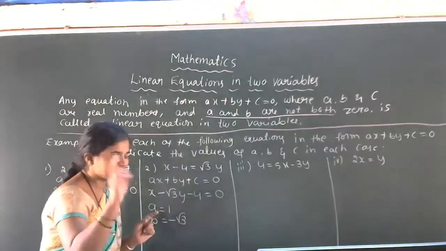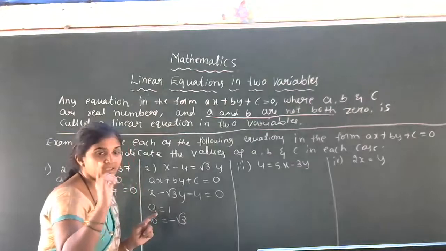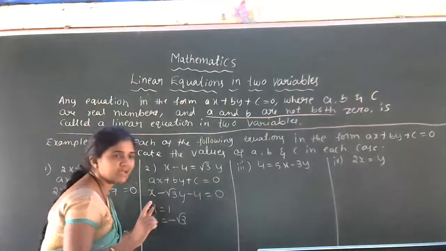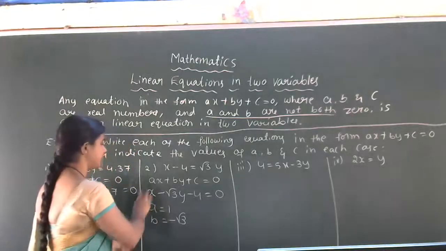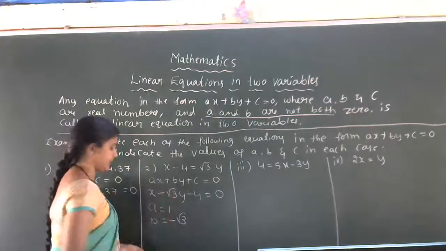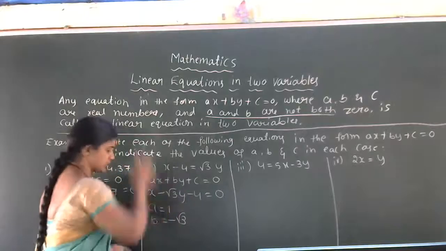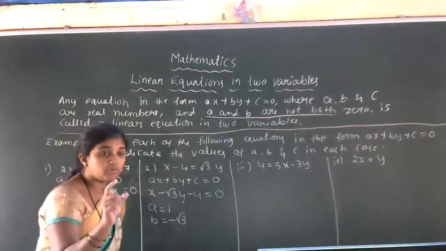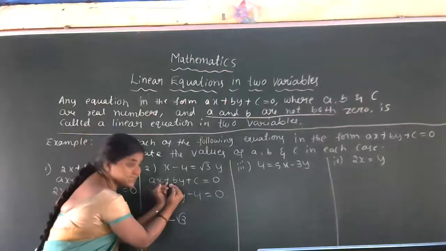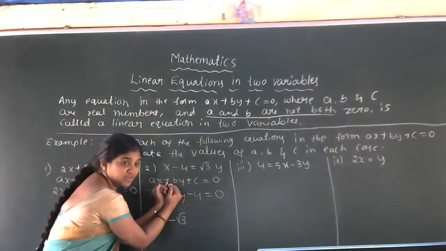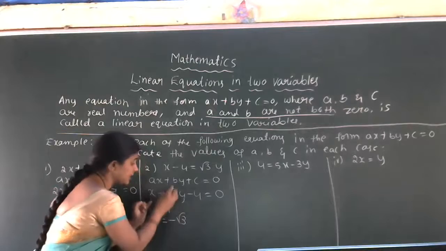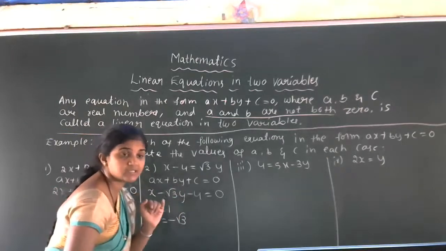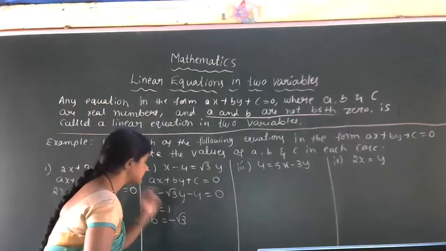I want to tell you one very important thing. Most of the students make this mistake. For the a value, they write the complete 1x, and for the b value they write minus root 3y. This is a wrong method. The b value is just minus root 3. Listen carefully: while writing the b value, we take the numbers only, not the variables. Clear? Okay, now b is minus root 3.